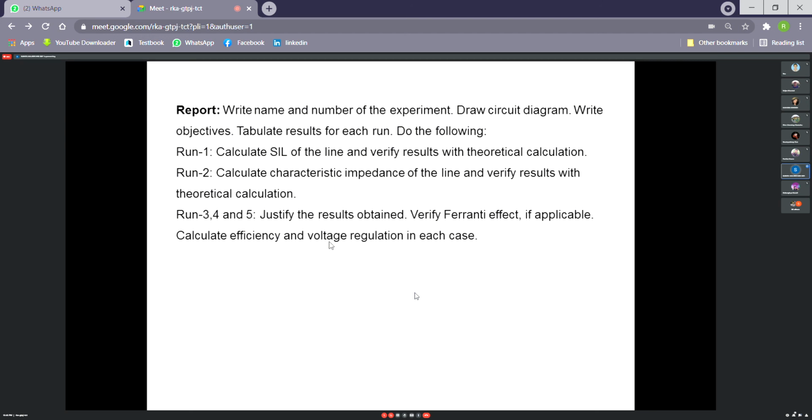And voltage regulation, you can calculate as magnitude of Vs by A minus VR, by VR. In every case you know the magnitude of Vs, the RMS value. Then you calculate A of the line, that is cosh(gamma L). From there you can calculate voltage regulation in each case. Obviously, for low load condition, voltage regulation will come negative. For heavy loading condition, voltage regulation will come positive. Okay, so this is the thing.